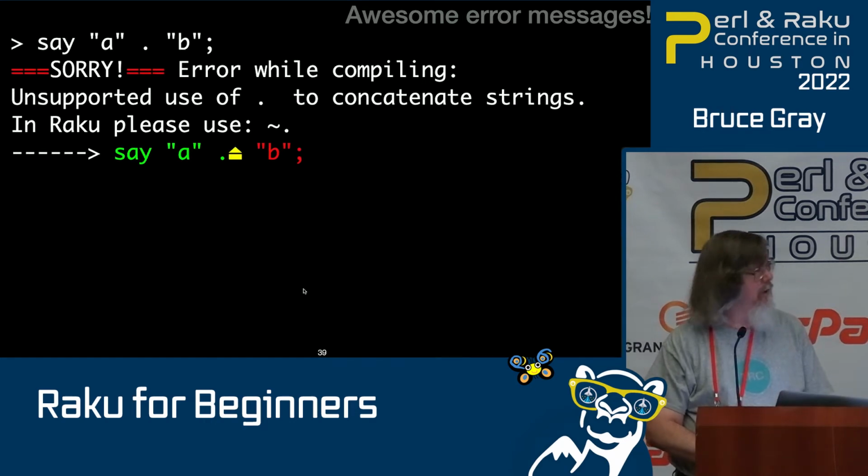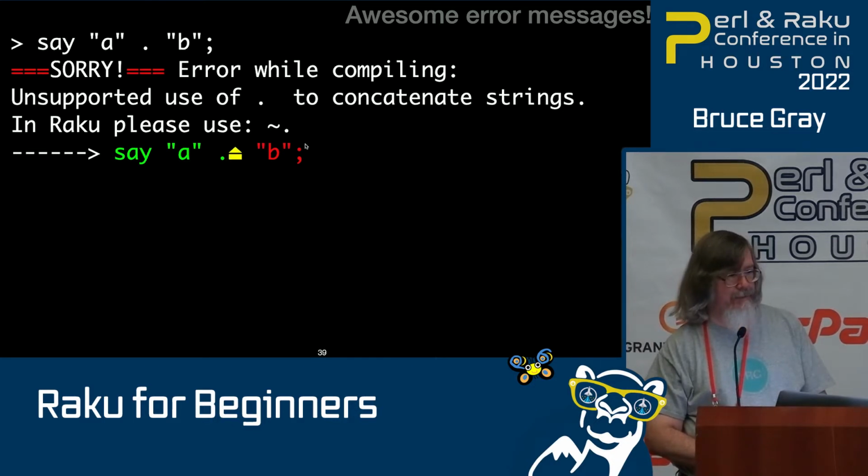So, we're proud of this kind of thing. If you use a dot, we know our history. We came from Perl. This is a change from Perl. So the error message, without saying Perl, knows what you're probably trying to do. Unsupported use of dot to concatenate strings. In Raku, please use tilde. And the error message shows in green, it was working up to that point, and it points out that point, and it's bad past there.